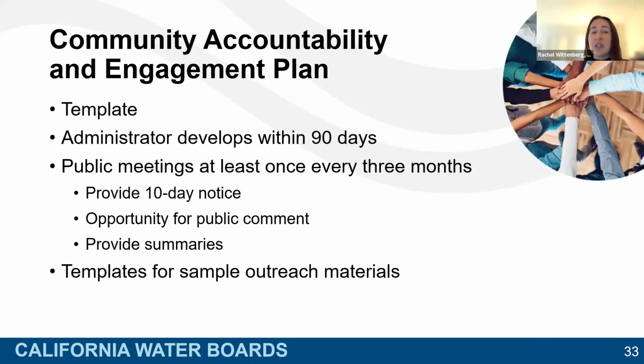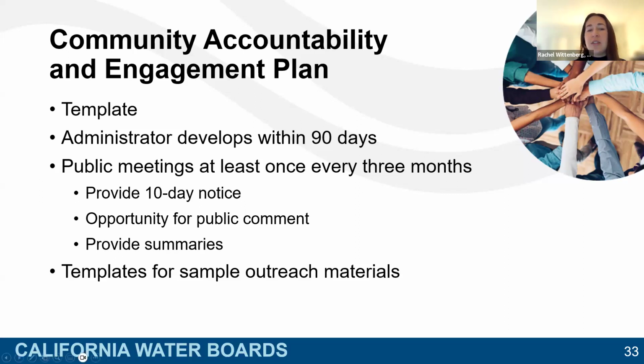So earlier we had a question about community representation throughout the administrator process. So right now we're going to go ahead and have a little opportunity to discuss that a little bit further. Part of what administrators can do to support effective relationships with communities is to produce a community accountability and engagement plan. So there is an existing template for this plan that administrators can use to develop their community-specific plan, and they must have that plan completed within 90 days.